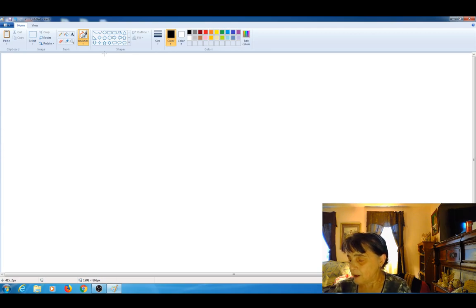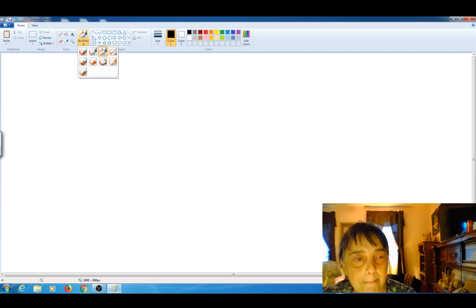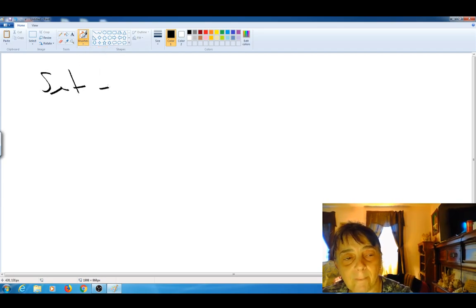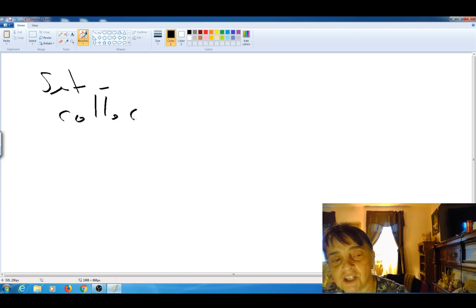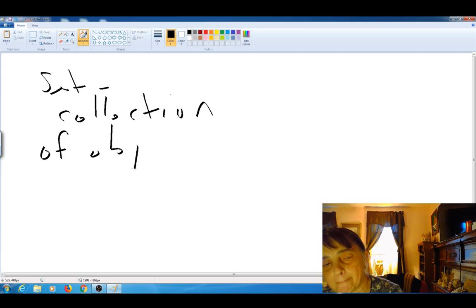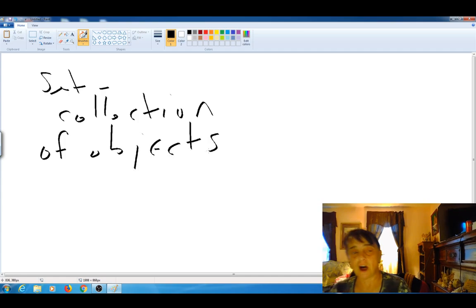Now another topic we've talked about in this class is sets. What is a set and what is not a set? Set concepts. Now a set is a collection of objects. And those objects are called members or elements.